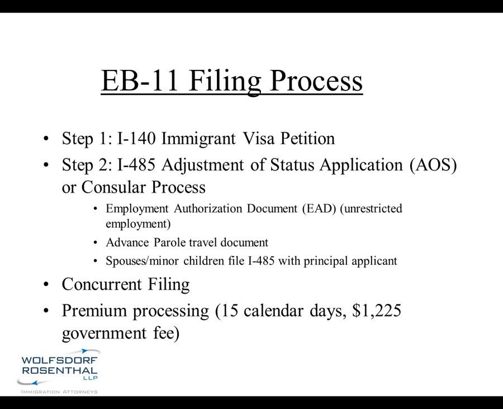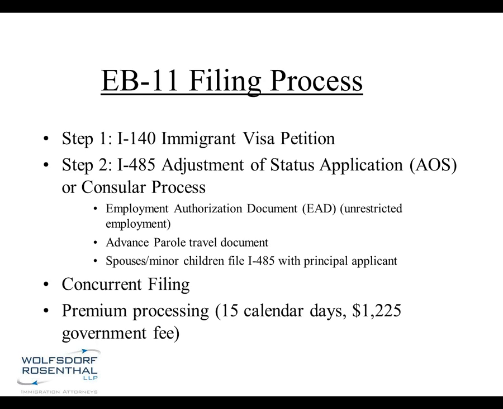If you have a spouse and or minor children, and that's under the age of 21 and unmarried, who are going to be immigrating with you, they also get to file their own 485s based on your I-140, and they can also request that employment authorization document and advance parole travel document.